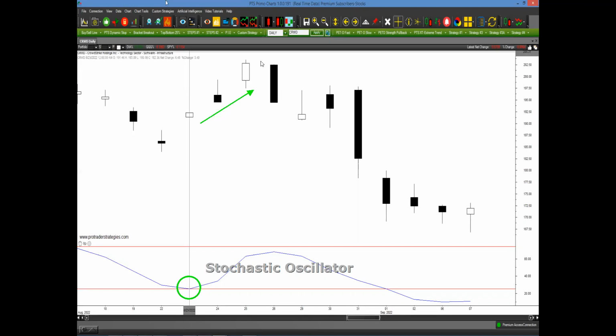But you would have had to been quick. You would have had to have some exit strategy. You would have had to have some type of tracking system so that you didn't turn a winning trade into a loss, because look what immediately happened after that, okay?